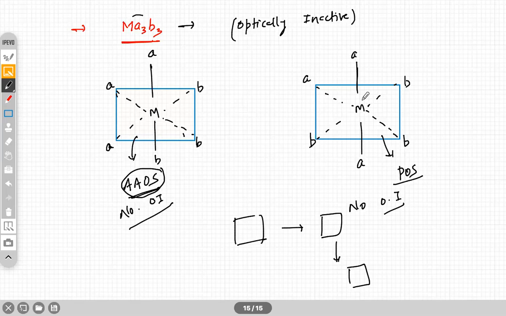I'll show you one figure here. You'll understand the alternative axis of symmetry.